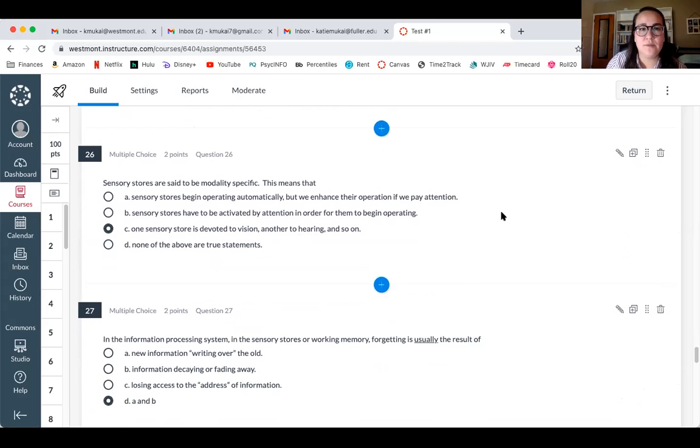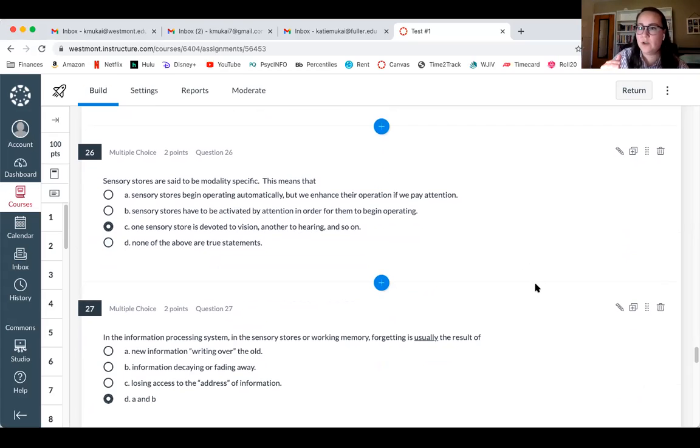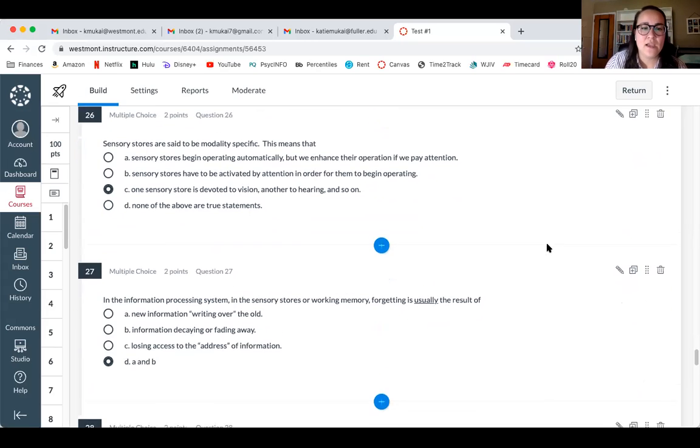Okay, so for number 26, sensory stores being modality specific, this means that there is one sensory store devoted to each of our senses. So we have a gustatory store, we have one for hearing, for smell, for taste, etc. Well, taste is the same as gustatory. Vision, we'll say, and so on.